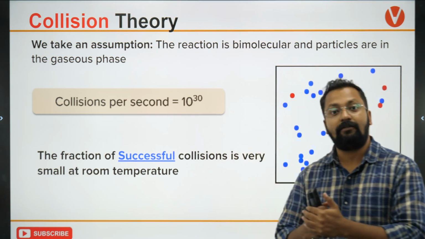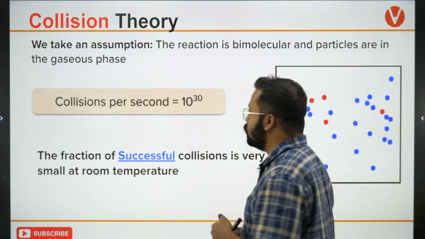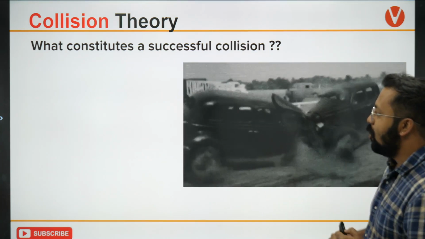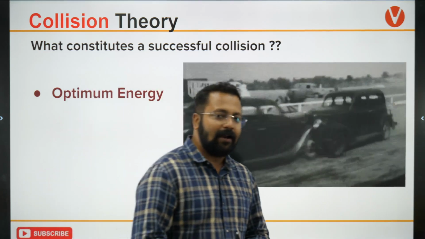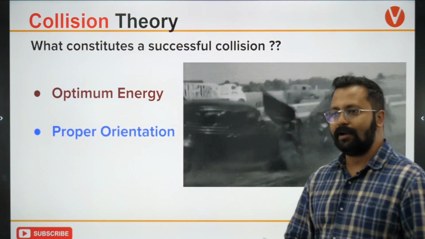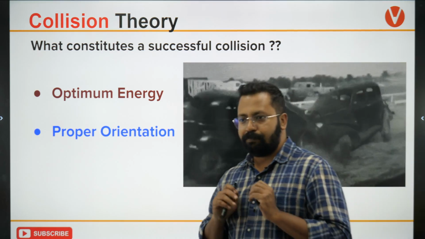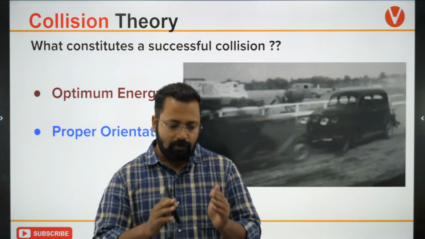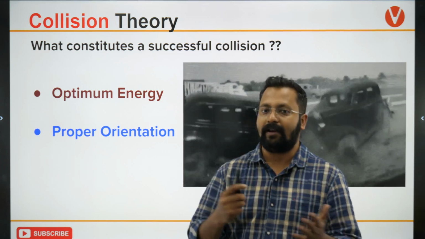Total number of collisions is 10 raised to 30. Very, very small number of collisions are successful. And what constitutes a successful collision? Optimum energy and proper orientation. So if energy and orientation both are pitch perfect, then the reaction would take place. If orientation and energy are pitch perfect, then the collision would lead to a perfect reaction.